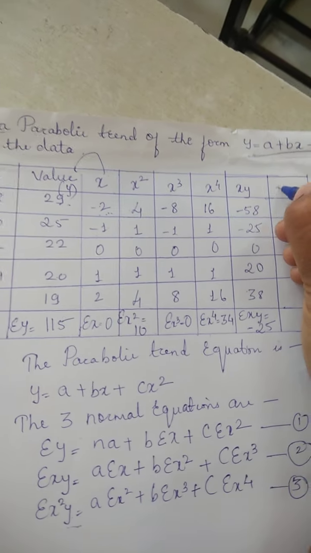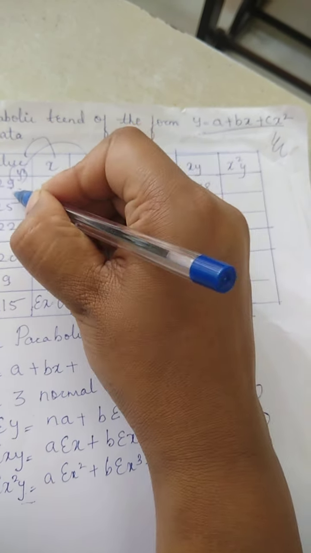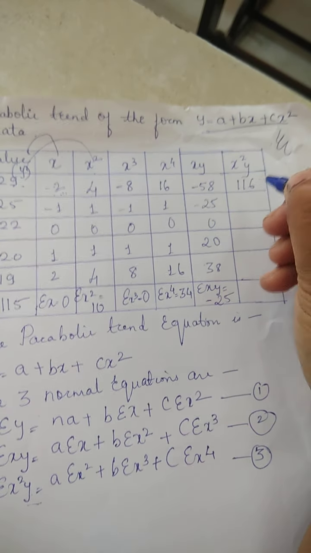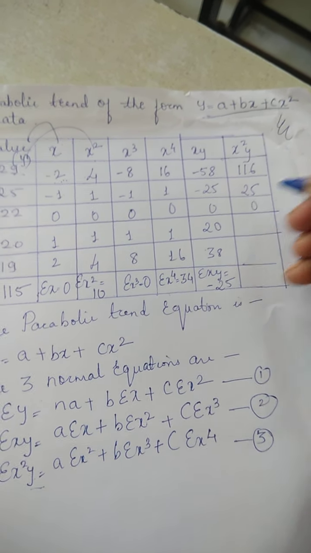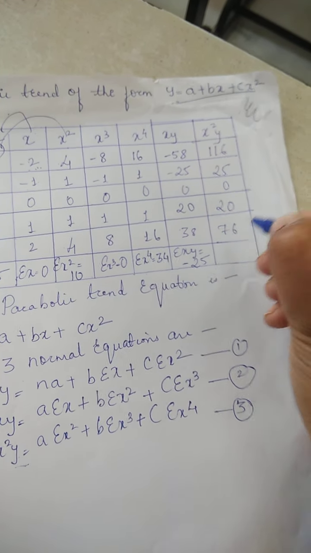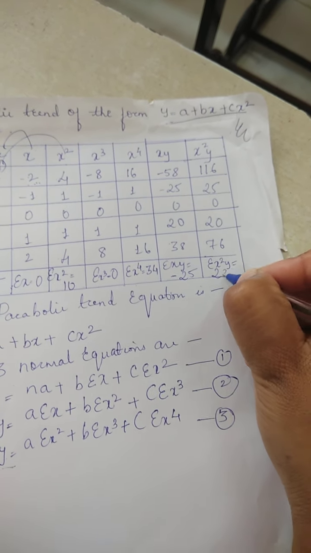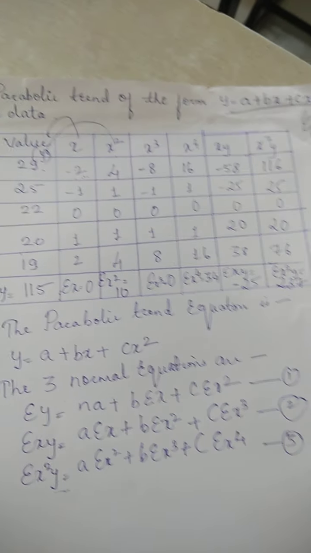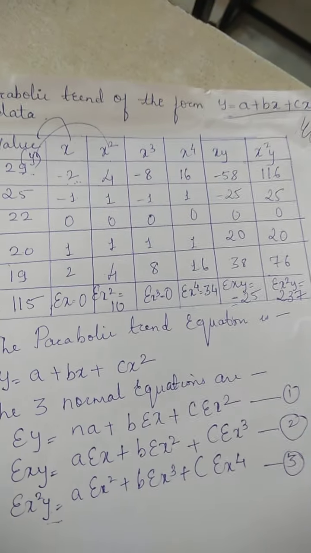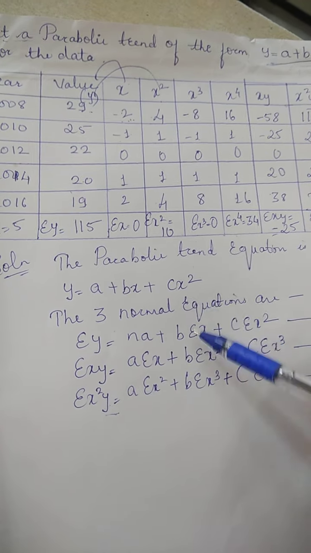Next column we need x square y. This is x square and this is y, so these two columns multiply. 29 into 4 is 116. 25 into 1 is 25, and here 0. 20 into 1 is 20. 19 into 4 is 76. So summation x square y is equal to 237. So here is the required table that we need to solve the equations. Now these are the three normal equations and the main equation.